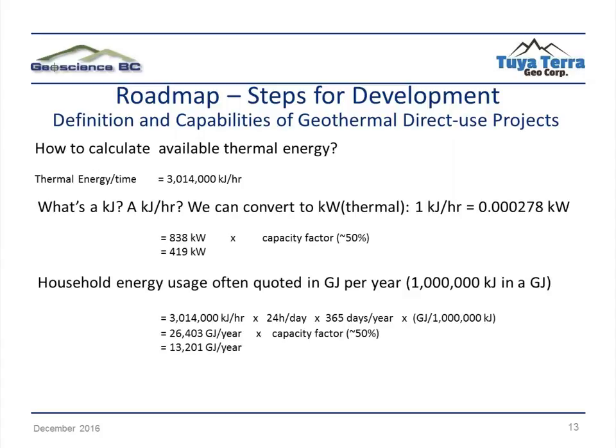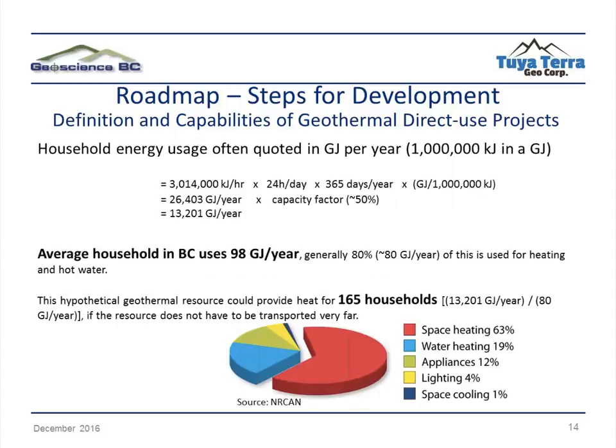So in this particular example, the amount of energy of this geothermal resource that's 5 liters per second and has a temperature difference of 40 degrees equates to about 13,000 gigajoules per year. And since household energy usage is often quoted in gigajoules, we know that the average household in BC uses about 100 gigajoules per year. And generally 80% of this energy is used for heating and hot water. So what that tells us is that in this example, this geothermal resource would provide enough energy for 165 households based on the average household energy usage.